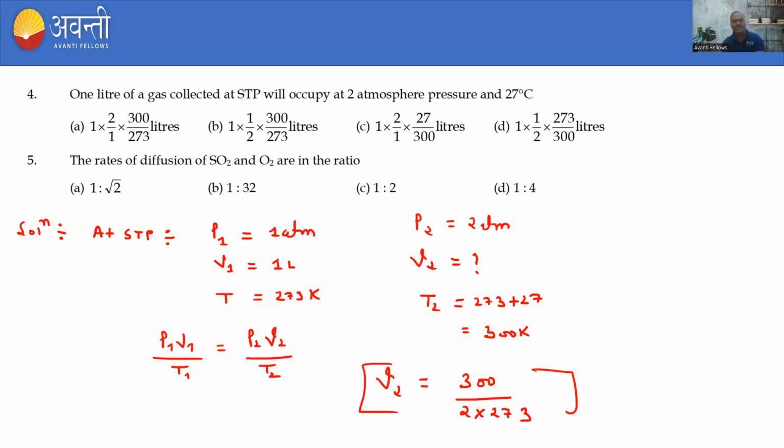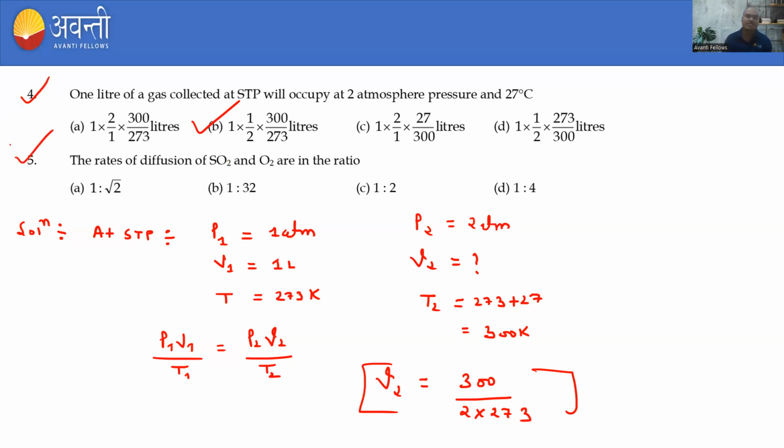So out of this, which option is correct, beta? That is 300 divided by 2 into 273. That is option B. So option B is absolutely correct for this. I hope समझ आ गया सबको. बहुत easy question था. चलो. Move to the next question, that is question number fifth.